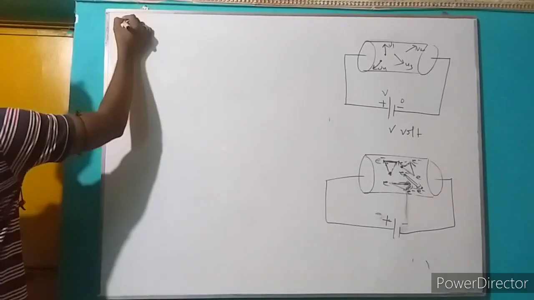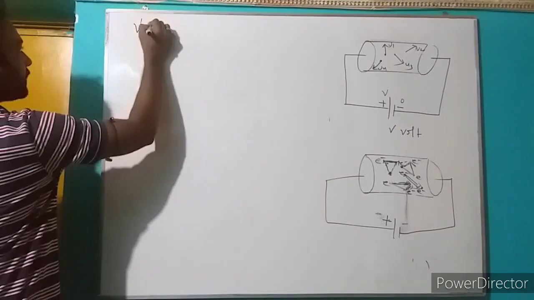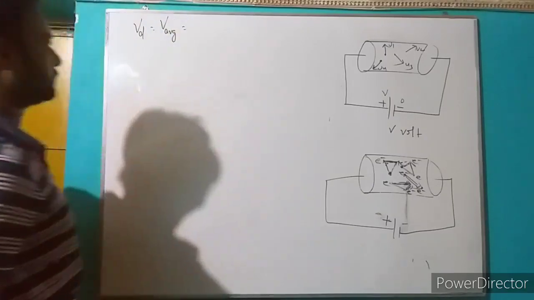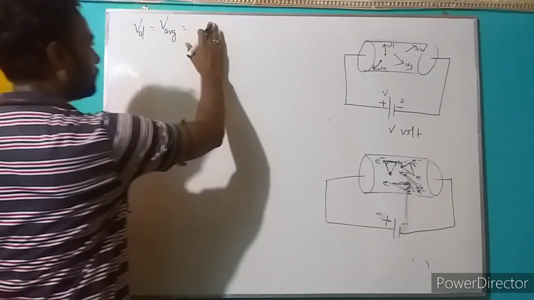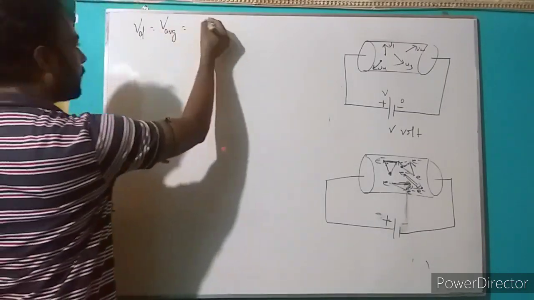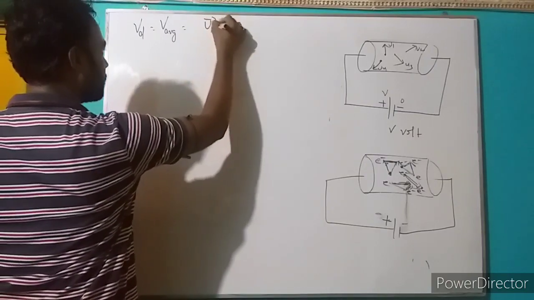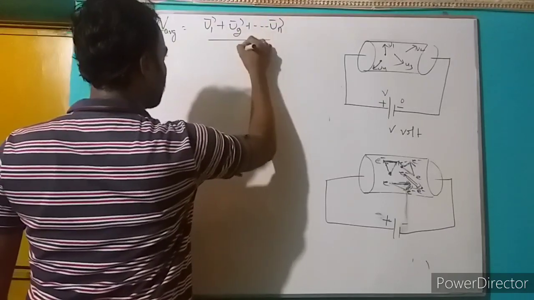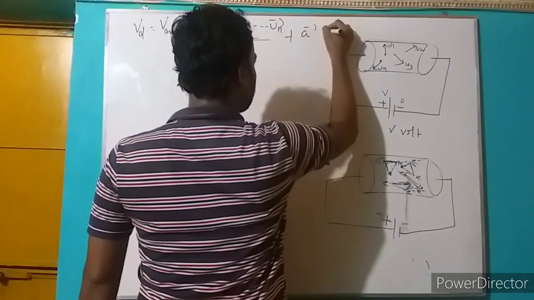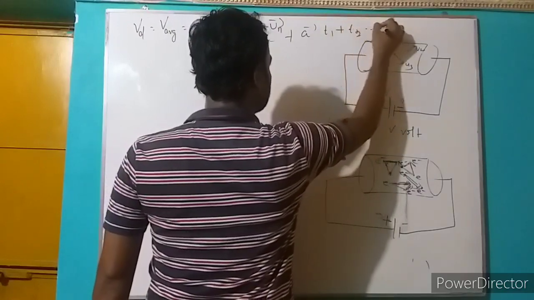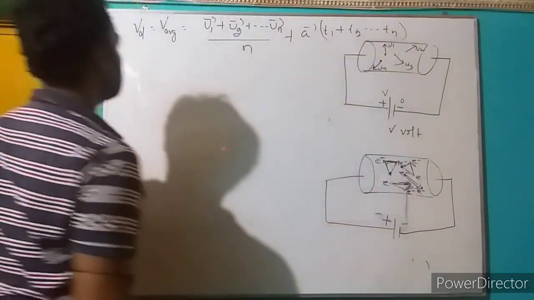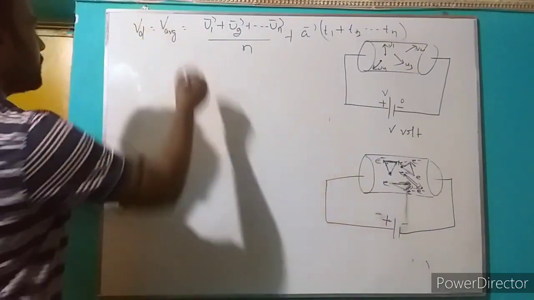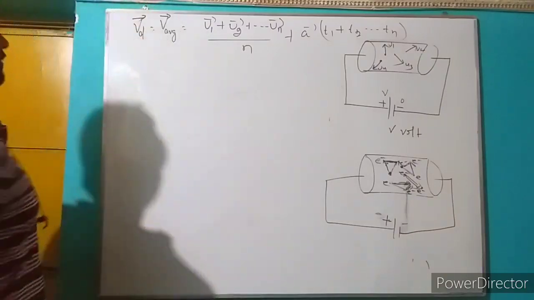So drift velocity Vd, or V average, equal to U1 vector plus U2 vector plus Un vector divided by n, plus A vector into T1 plus T2 plus Tn. Clear? That means V1 plus V2 plus V3 plus Vn divided by n can be represented as the V average vector or Vd vector. Clear?